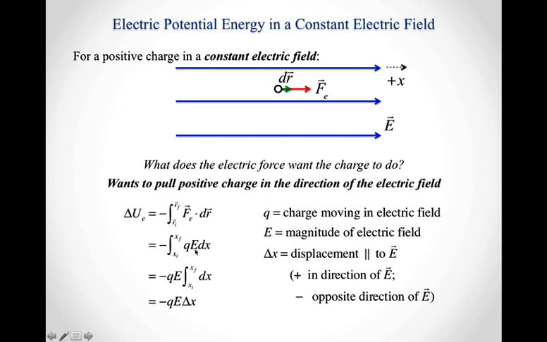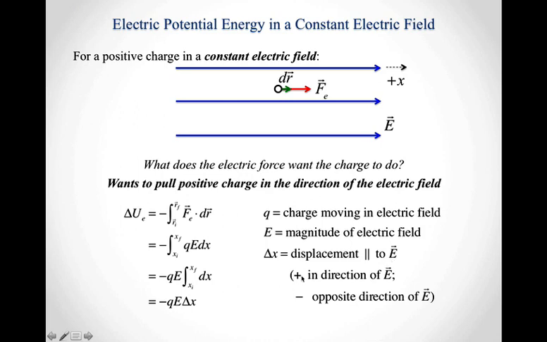So I'm left with this expression to integrate from some initial position in x to some final position in x of QE dx. Since my charge doesn't change and it's a constant electric field, both Q and E I can pull out of the integral, and I'm left with the integral from some initial x to some final x of dx, which just ends up giving me delta x. The thing to keep in mind is that this delta x is defined to be in the direction of the electric field. Okay? So it's a displacement that is parallel to E as a vector field.